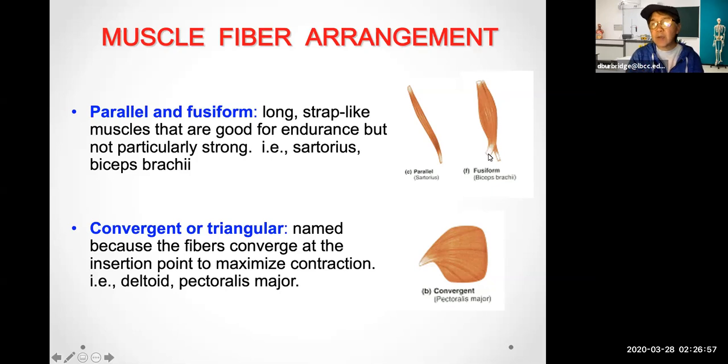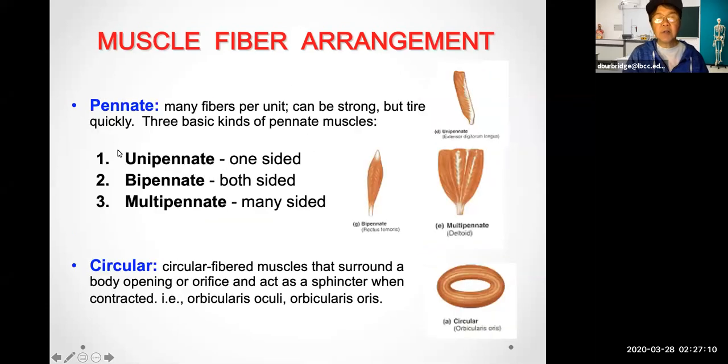In the biceps brachii, we have what is called a fusiform because it's kind of like the parallel, but it's bifurcated. Another type of fiber arrangement is called the pinnate. Pinnate fiber arrangements may have one unit, or it may have multiple units. Think of the pinnate as being like a leaf. In fact, when you look at a leaf off of a tree, you can see that sometimes it's called a pinnate leaf.